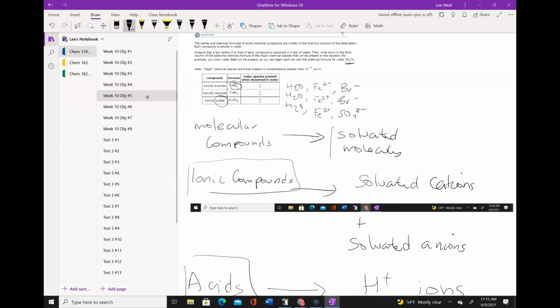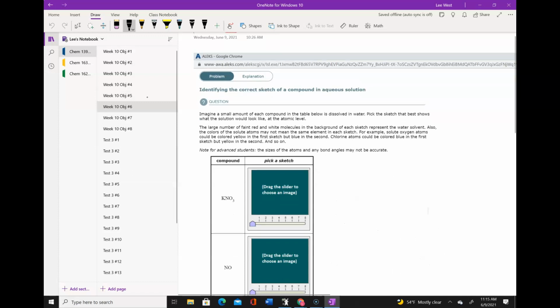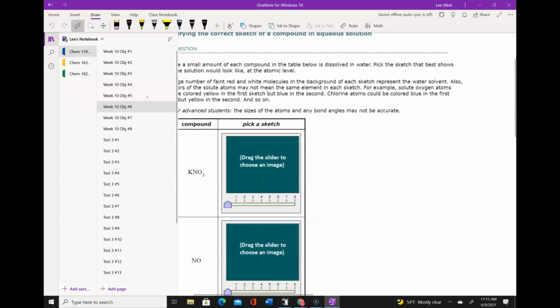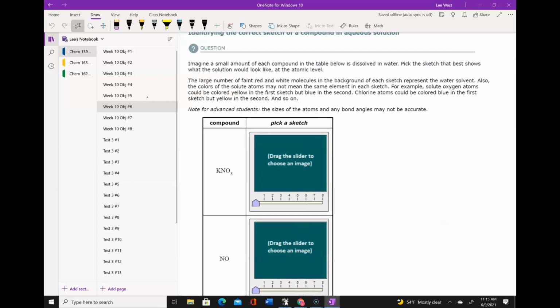Molecular compounds, they stay intact. So as long as you keep that in mind, you'll be okay. All right, so this is similar. We've got two compounds here and we have to pick a sketch. So what we know is this thing is being dissolved in water. So most of our diagram is going to be water molecules, right? In both cases, because the water is the solvent, it's the major component.